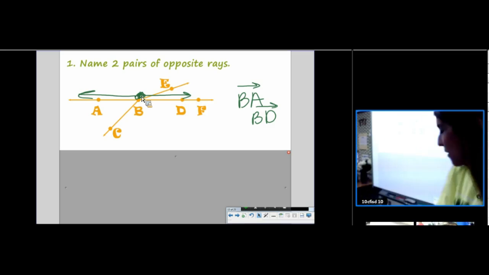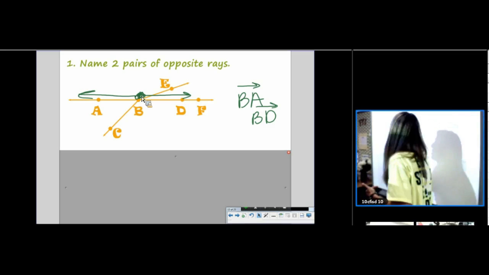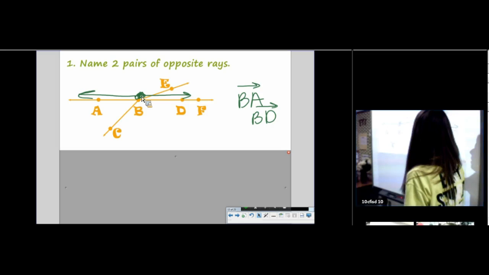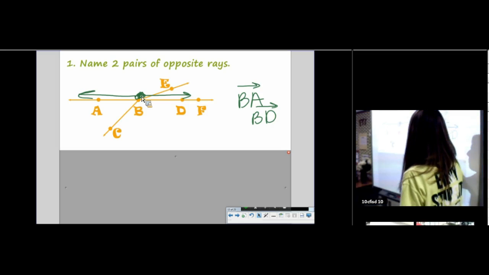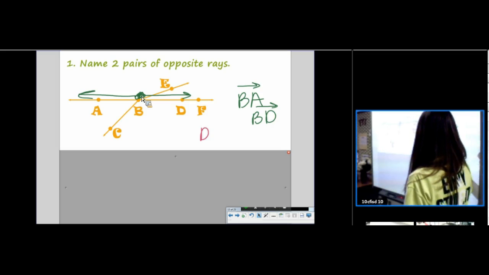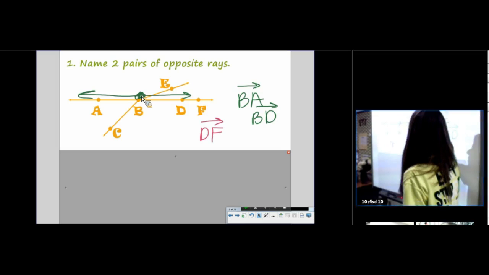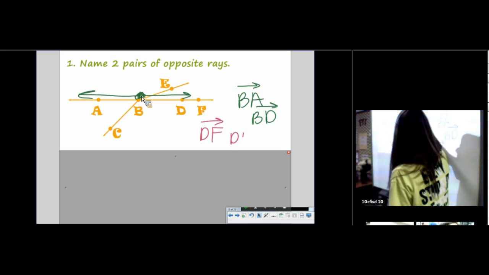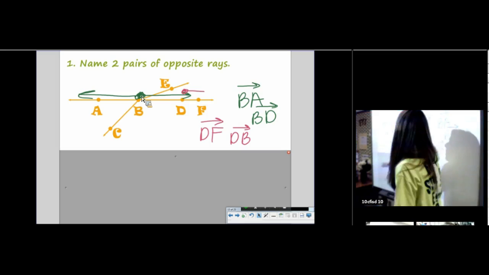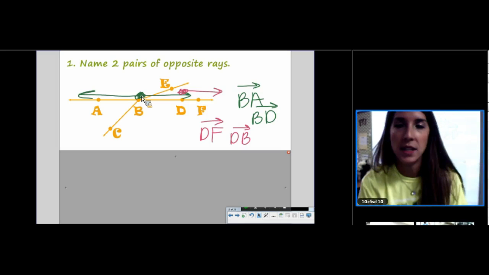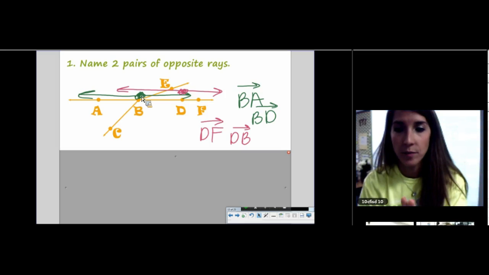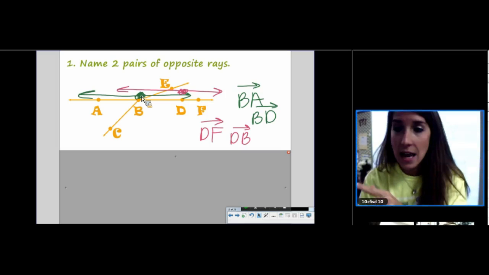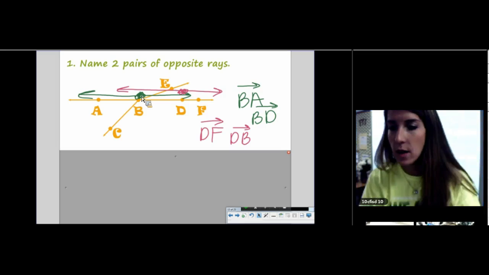I'm just going to write the other pair. Some of you are probably writing it. Y'all are typing too fast for me to catch up. DF and DB. That's another pair of opposite rays. They have the same endpoint and they're collinear. BA and BF would work. Yeah. Okay.